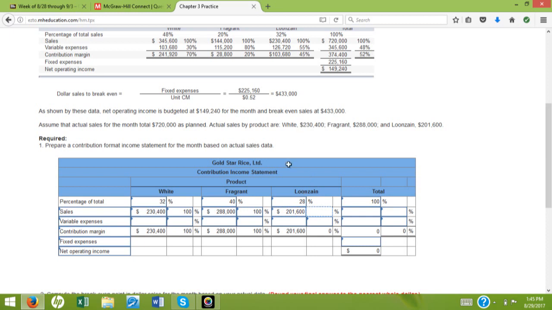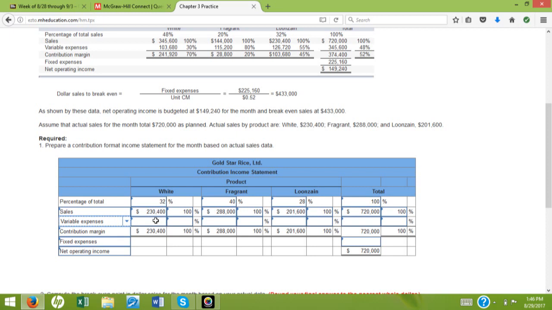And I just did calculations I really didn't have to do because they're all up here. So I did it the hard way, but you can see how those would be calculated. So our total sales were $720,000, so we can just put that in. And again, that's 100% of the sales for the total. So here's our sales, 32%, 40%, 28% gives us $720,000.